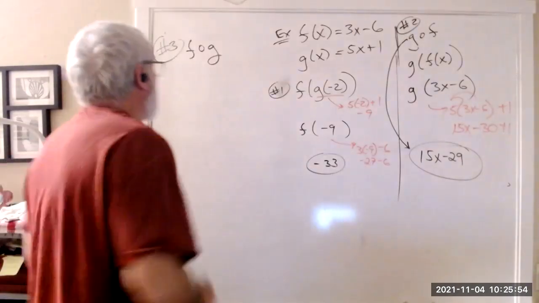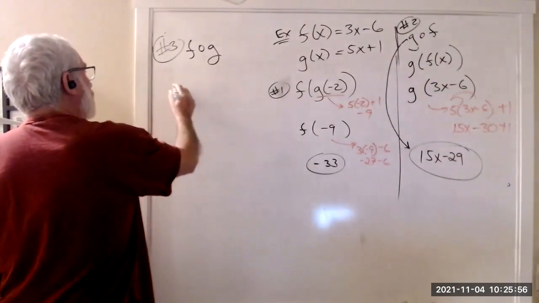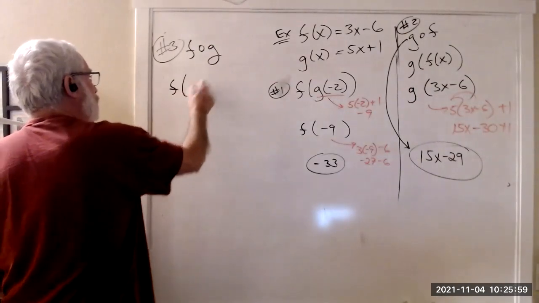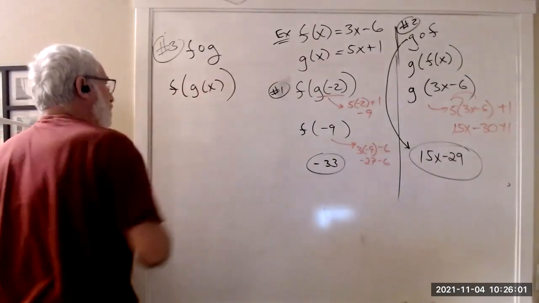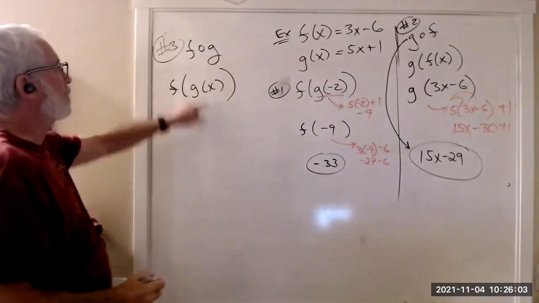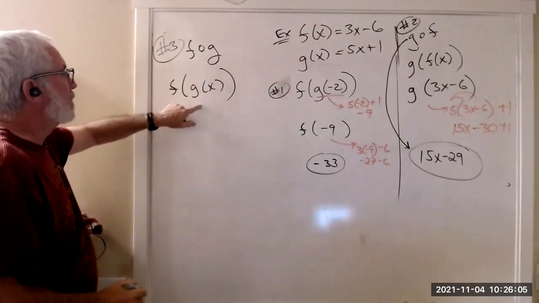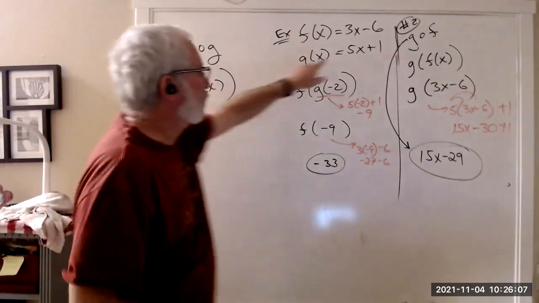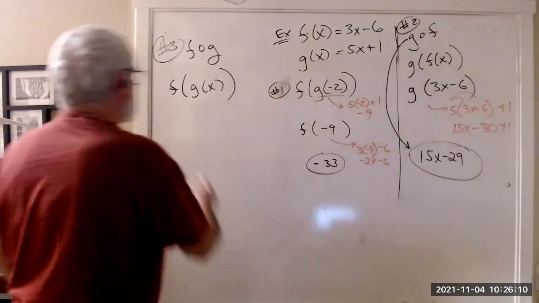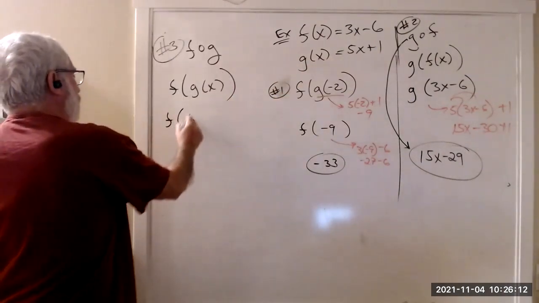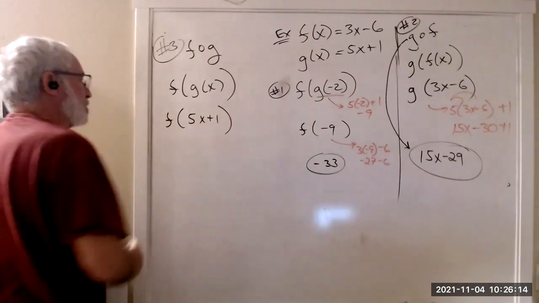So f circle g is the same as f of g of x. Okay, those are the same. g of x is the same as 5x plus 1, so this becomes f of 5x plus 1.